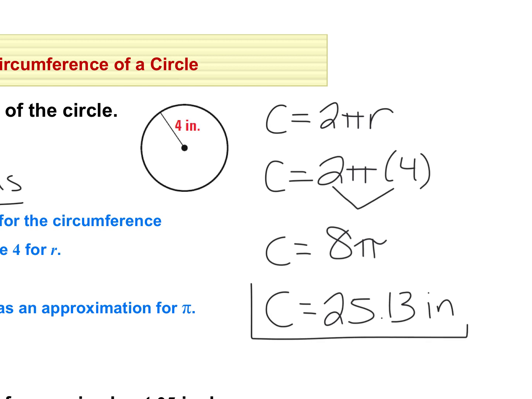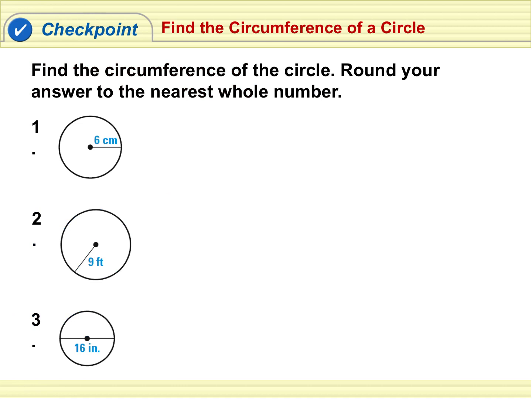So the circumference of that circle is 25.13 inches. Okay. Any questions on the circumference formula? What's the only thing we care about in that formula again? The only thing we need to get from that circle is the radius. Okay, go ahead and do those next 3.